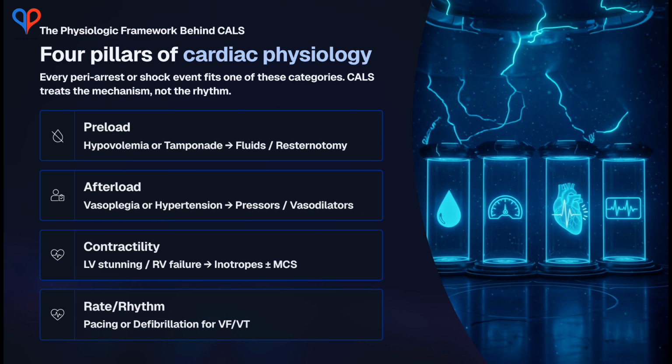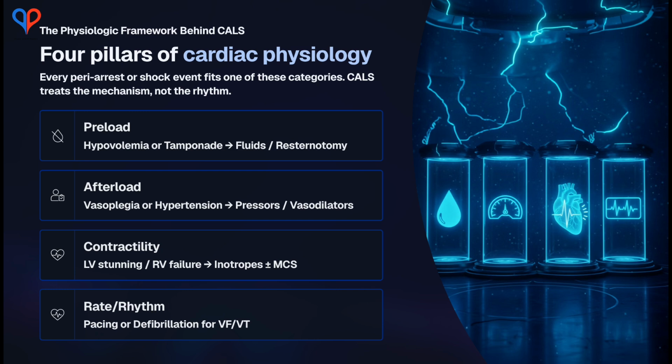Think physiology first. Every peri-arrest or shock state can be sorted into 4 or 5 buckets: preload, afterload, contractility, rate, and rhythm. I will define each clearly and name the matching actions. Preload means how much blood returns to the heart to fill it. After cardiac surgery, low preload often comes from bleeding or massive fluid loss. Another preload problem is tamponade.